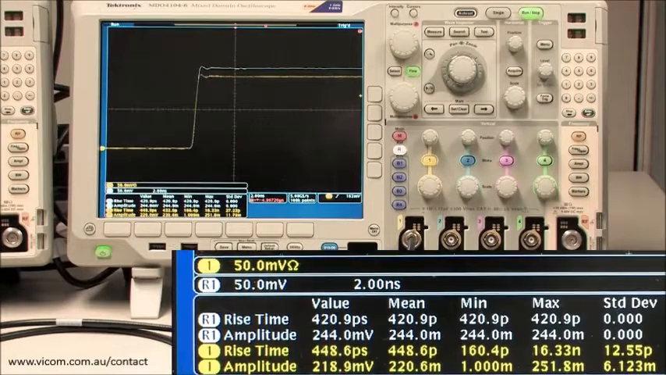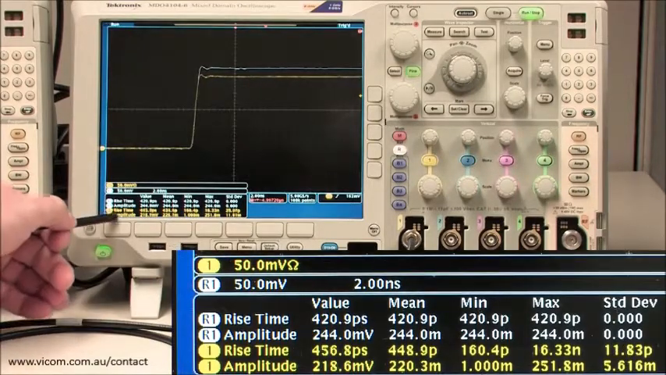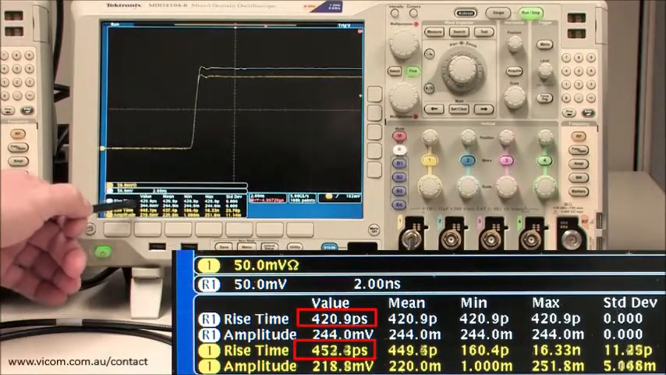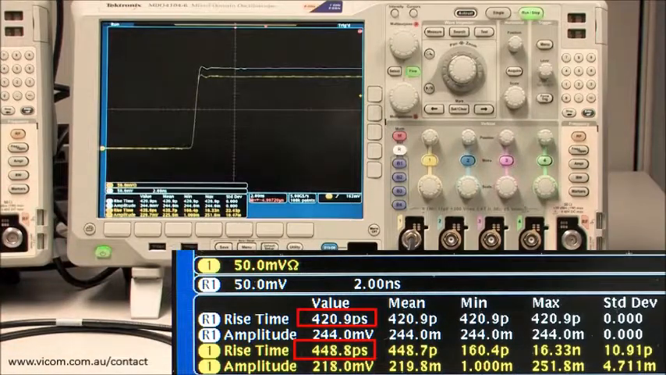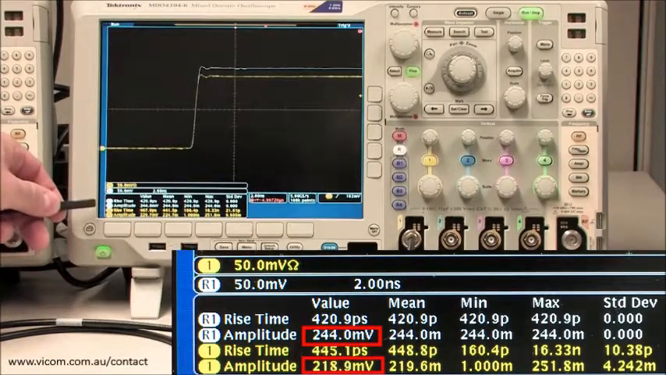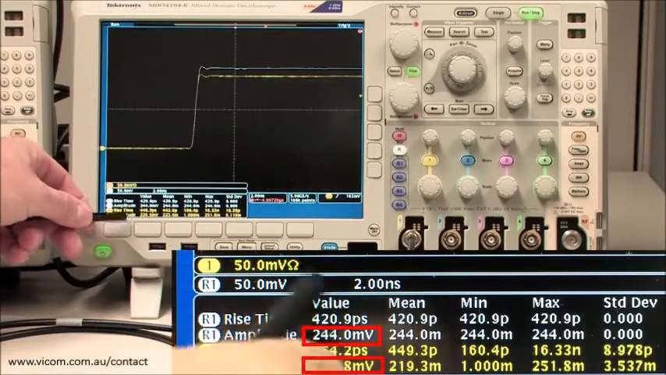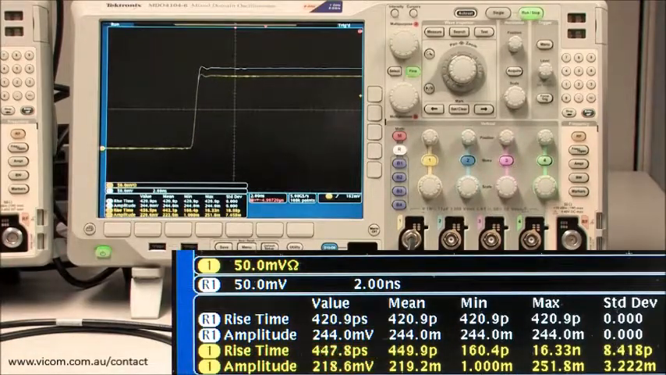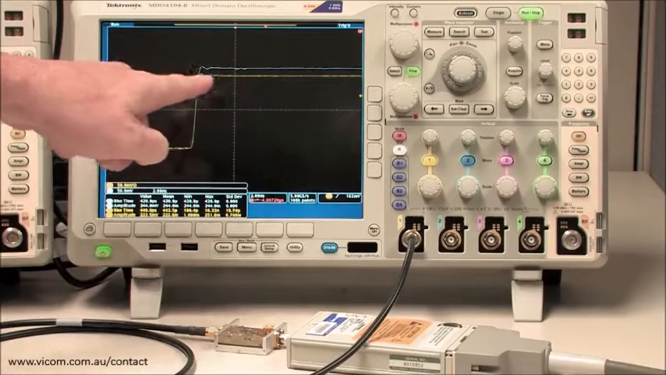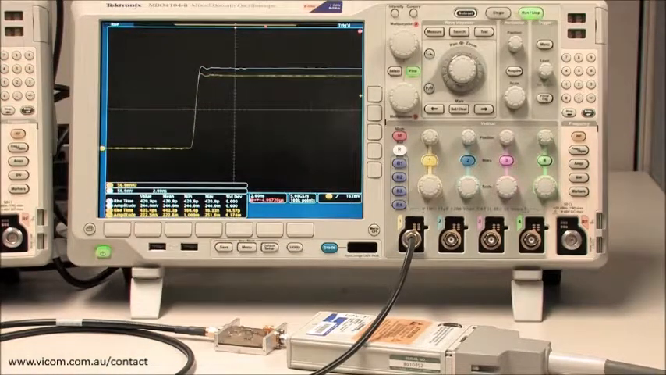You will notice that my rise time value is still roughly the same. However, I have had amplitude loss as the signal has changed from 244 millivolts to about 220 millivolts. You also notice that the waveform shape is relatively similar to the source signal.